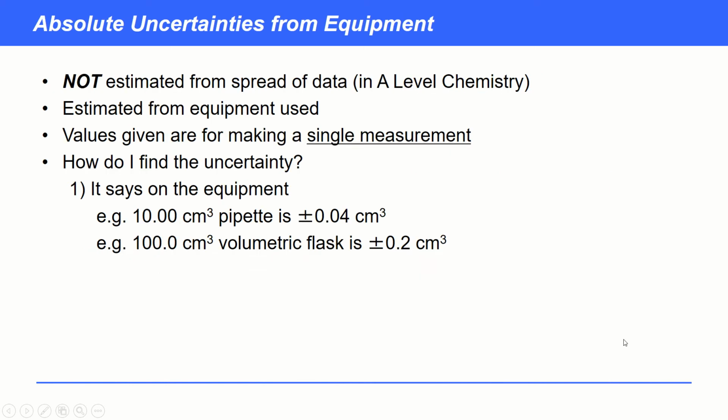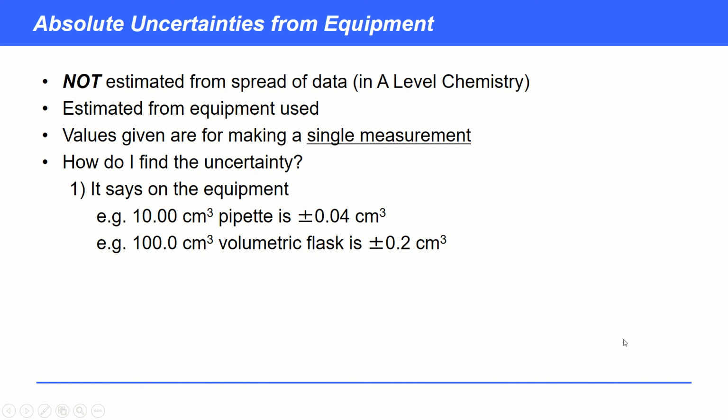So the first stage in all of this is to determine what are known as the absolute uncertainties from the equipment that's been used. Now, sometimes this can be estimated from the spread of data, but this is not done in A-level chemistry. Instead, you estimate it simply by considering the equipment that you've used. And it's important to note that these values are given for making a single measurement, and we'll talk about multiple measurements using the same bit of equipment in a moment.